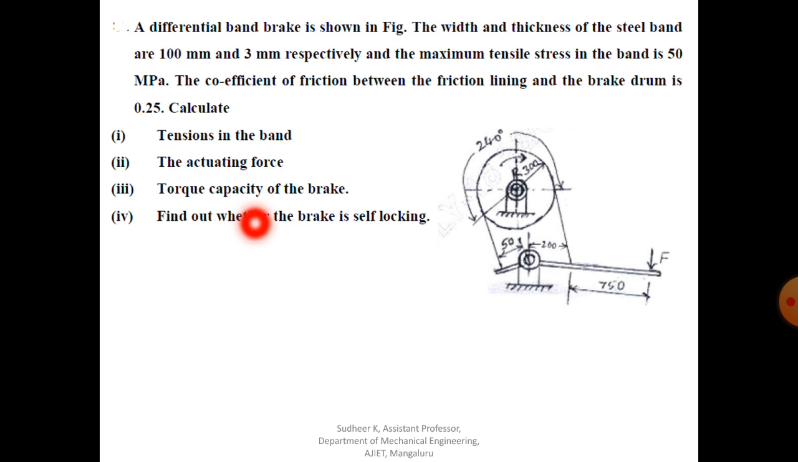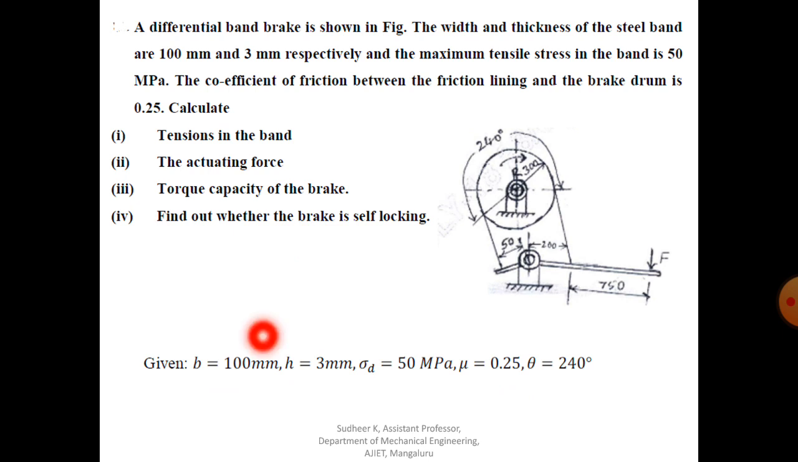The actuating force, the value of F, you have to find out. Then the torque capacity of the brake. Then you need to find out whether the brake is self-locking or not. If the value is equal to 0 or negative, then we call it a self-locking brake. We'll see one by one how to solve all this.